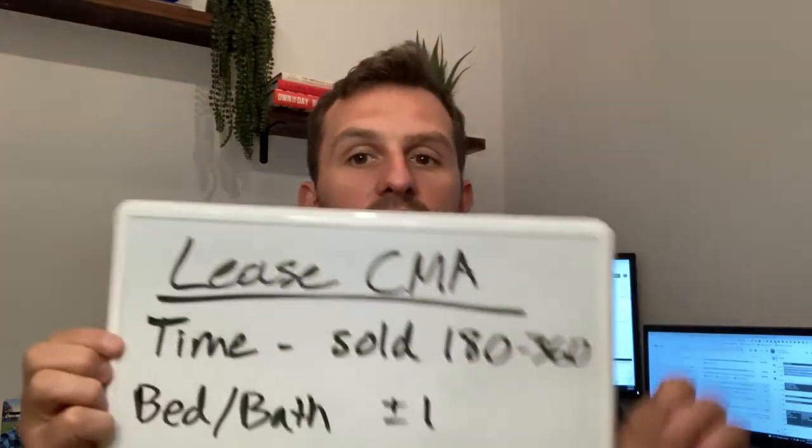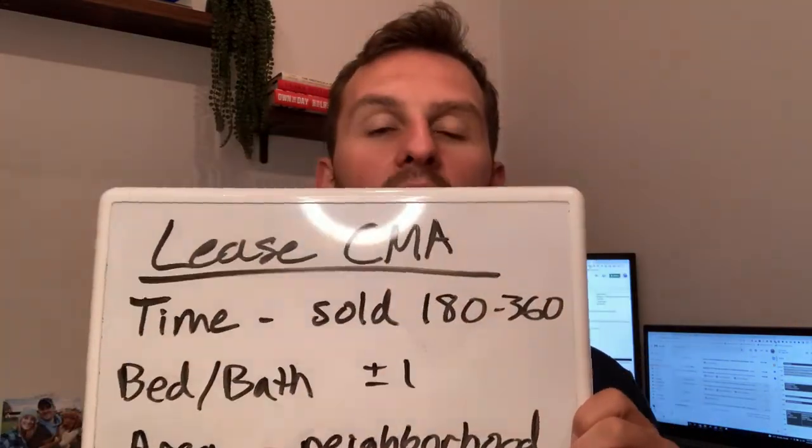So we might need to bump that time frame down to 6 months instead of a year. We might need to bring that down a little bit. We might need to tighten up our square footage. We might need to tighten up our bed and bath count. Once we get 5 to 10 properties that are comparable in all that, size, age, bed, bath count, area, then we can see what the properties are leasing for.